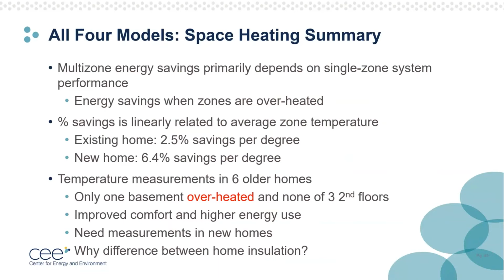For our measurements in the 6 older homes, only 1 basement was overheated, and none of the 3 second floors were overheated. So for those houses, you'd expect a multi-zone system to produce improved comfort, but it would also produce higher energy use, except for the one house that had an overheated basement. However, we really need to look at measurements in new homes to better estimate savings, and we need to study the impact of insulation level and air leakage on the percent savings that you get.